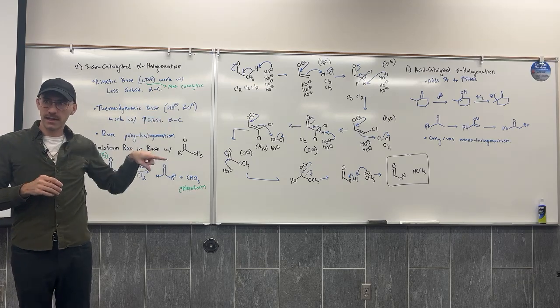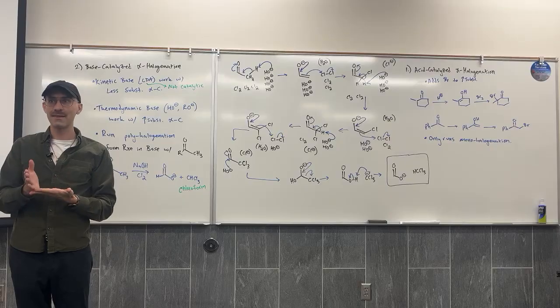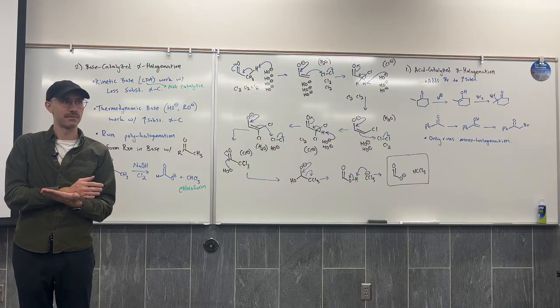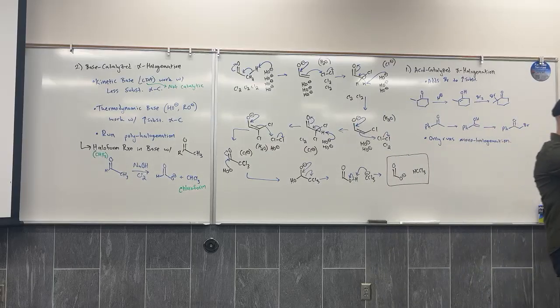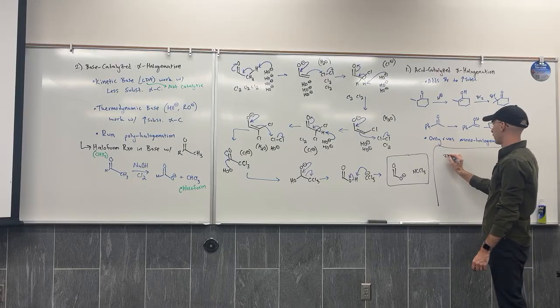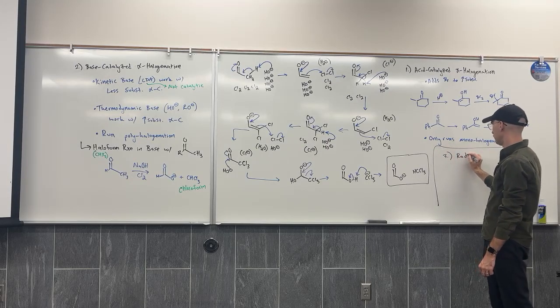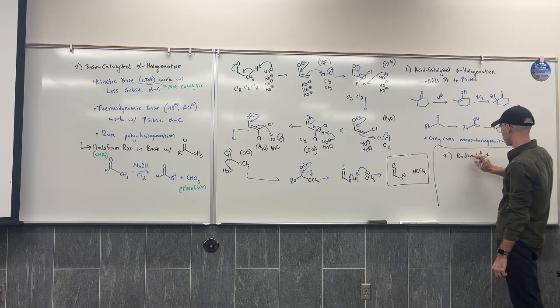Notice how repetitive this mechanism is. It's a lot of steps for the haloform reaction, but it's the same thing happening every single time, except for here at the end where we do the acyl substitution. All right, I gave you three things. I gave you acid-catalyzed alpha halogenation, base-catalyzed alpha halogenation, and then I've got this third reaction for you, radical alpha halogenation.